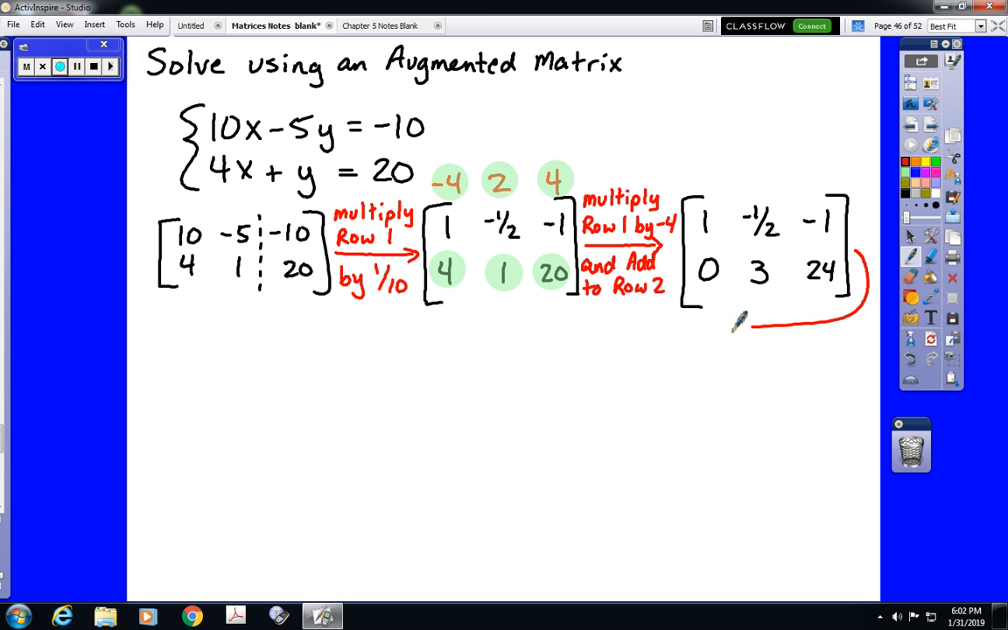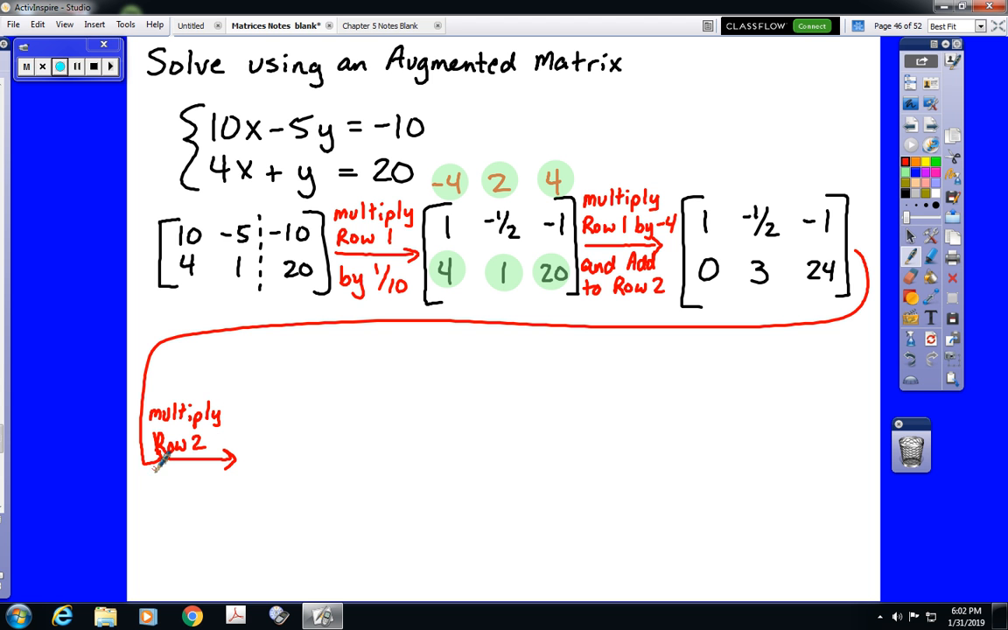So then we need to get a 1 where the 3 is located. So we are going to multiply row 2 by 1/3. Let me clean that up a little bit. This little thing here is bothering me. It's not very clear in my opinion. Okay, multiply row 2 by 1/3, which is the same as dividing row 2 by 3. So our first row is going to stay the same. Our second row is now 0, 1, 8.